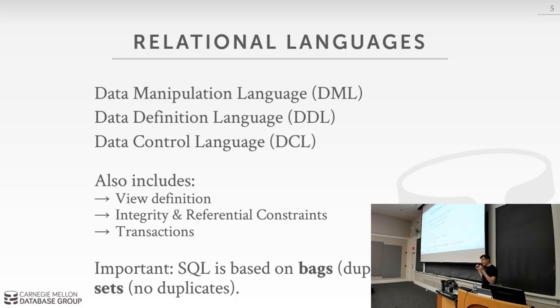We'll see why we have to do this as we go along, because if we want to define order on our elements, or make sure that we don't have duplicates, the database system has to do extra work to provide that for you. So only if you explicitly ask the database system to provide ordering or to remove duplicates will it actually do it. And this will make things more efficient.